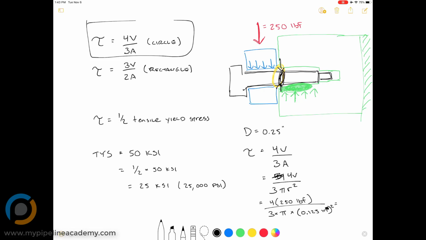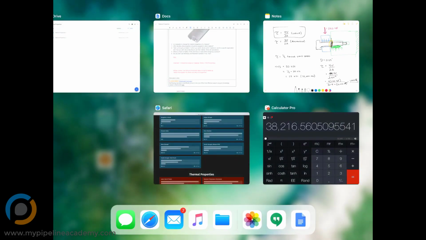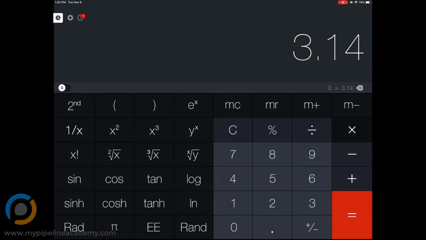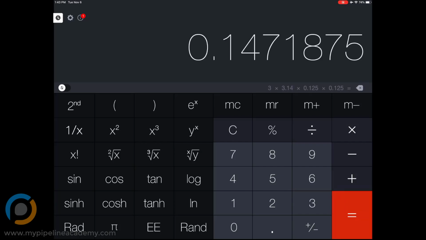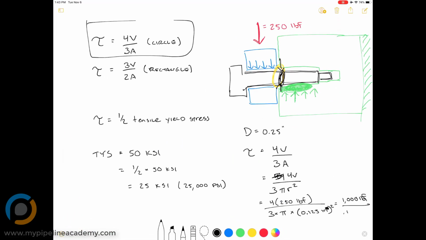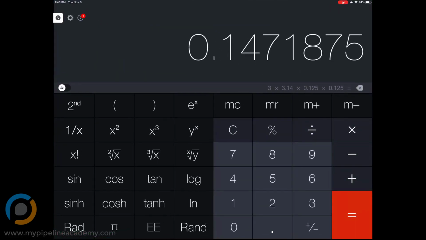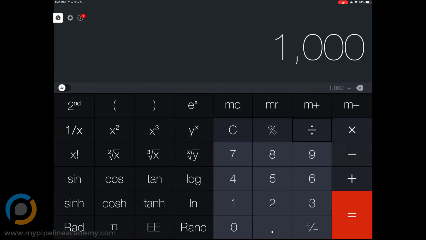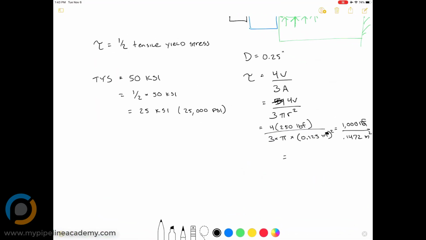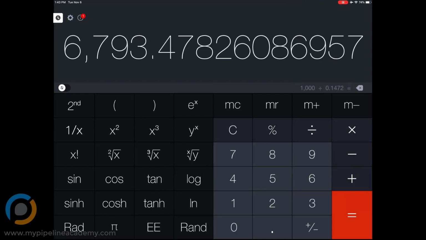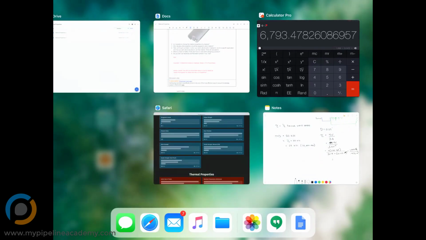Okay, so 4 times 250 pounds, that is just 1,000 pounds force. And then down on the bottom, we've got 3 times pi times 0.125 squared. So that is 3 times 3.14 times 0.125 times 0.125 equals 0.147, we'll just say 0.1472 inches squared. And then when we calculate that value, we got 1,000 divided by 0.1472 equals 6793.5.